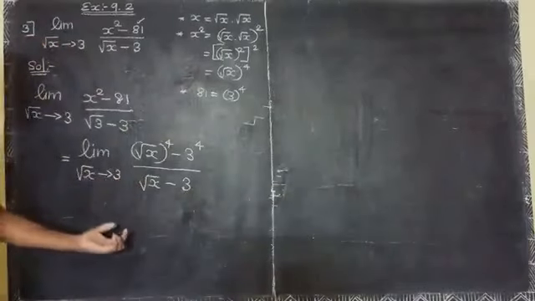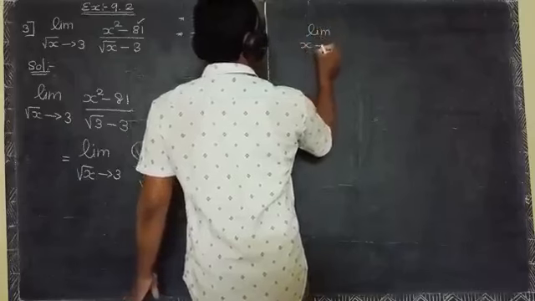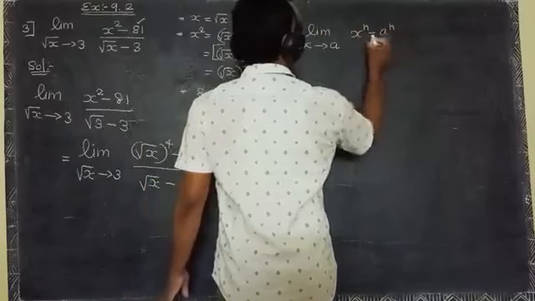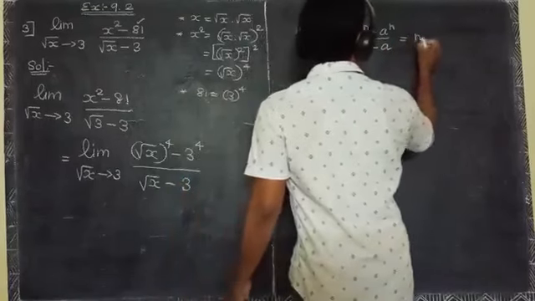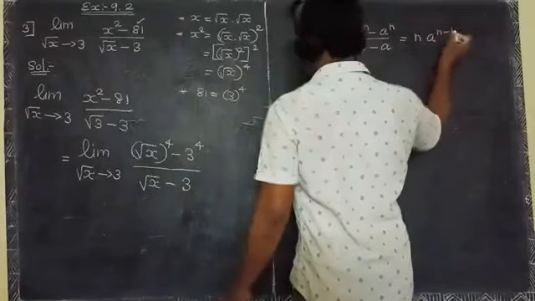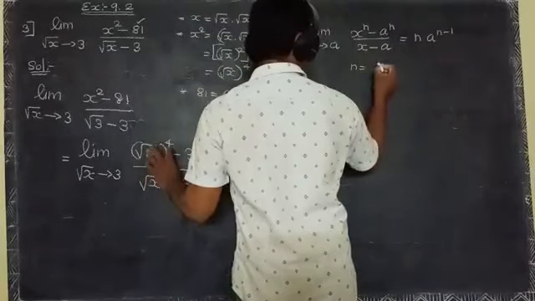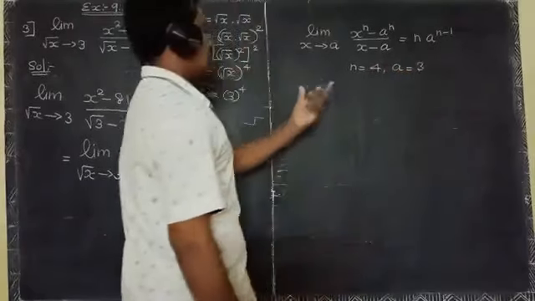This is the structure of limit x approaches a, x power n minus a power n divided by x minus a, which equals n into a power n minus 1. Here n equal to 4, and a equal to 3.